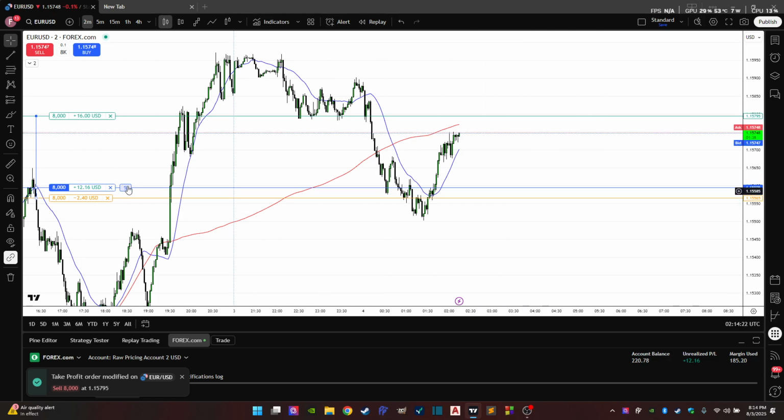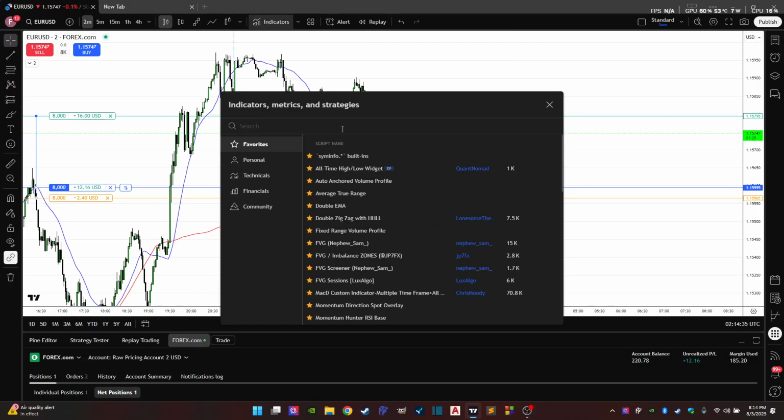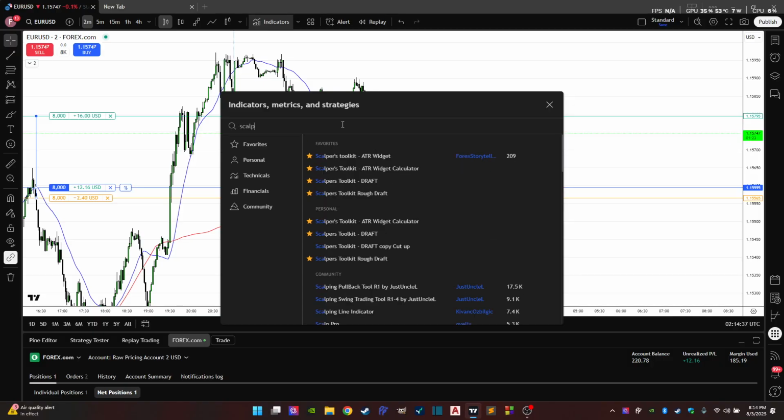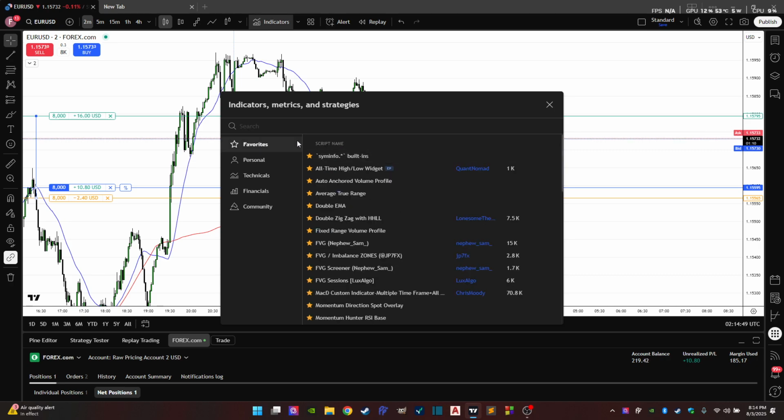So how am I figuring up my risk? I know that's probably going to be the next most important question. The best way to do this is just take 1% and figure that into just a few pips. So the easiest way to do that is I have a Scalper's Toolkit that you can find just by simply searching and finding it on TradingView.